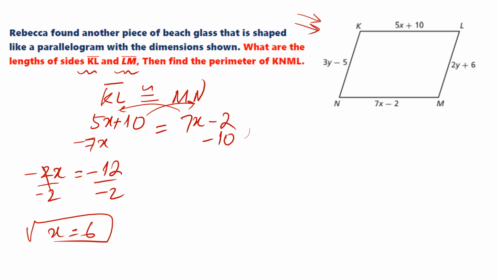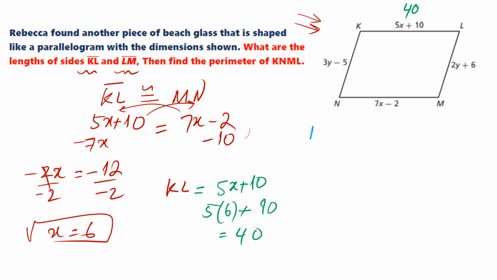What do we have to find out? We have to find KL. So KL is equal to 5x plus 10. Replace x by 6. So 5 times 6, 30. 30 plus 10 is 40. So KL is 40.